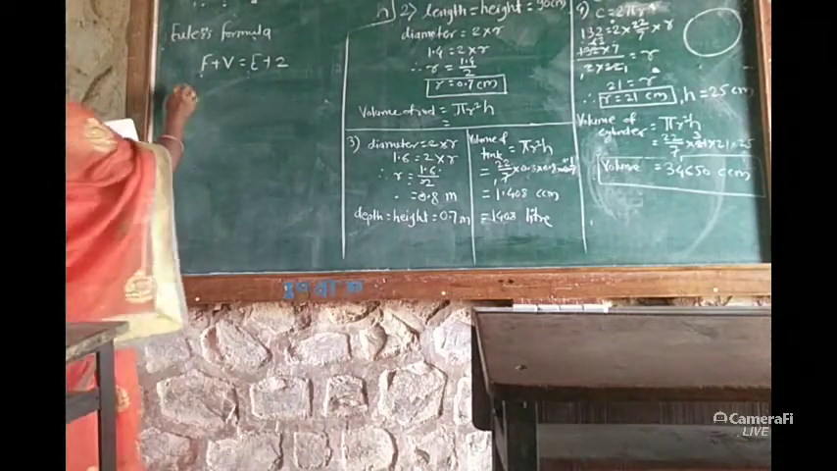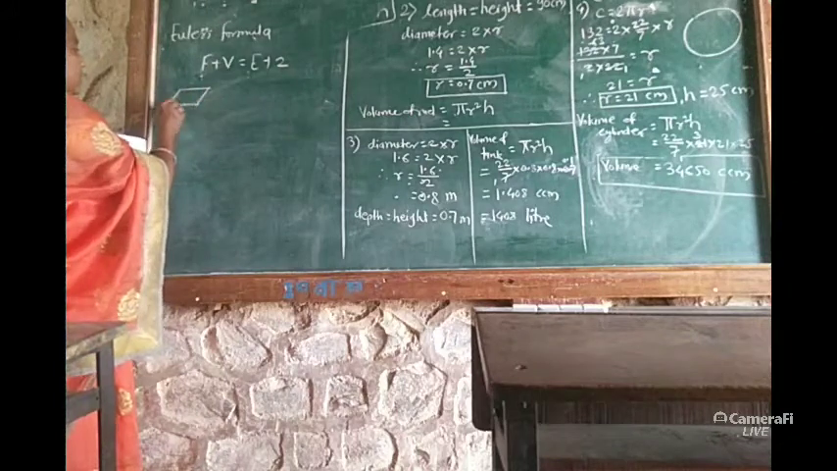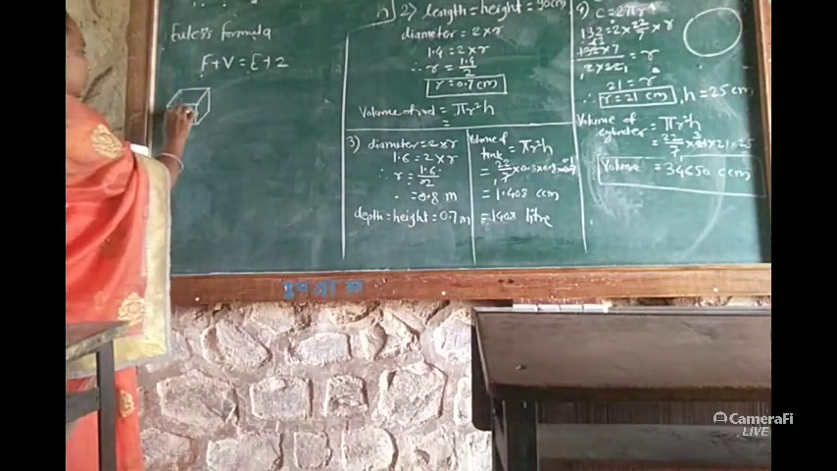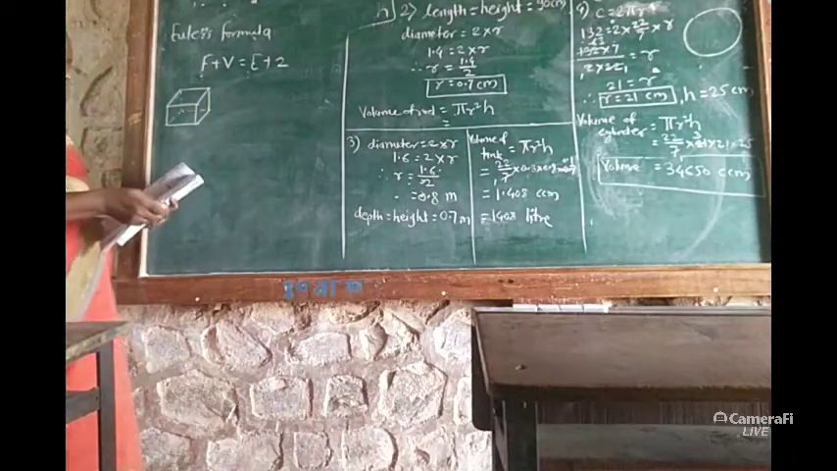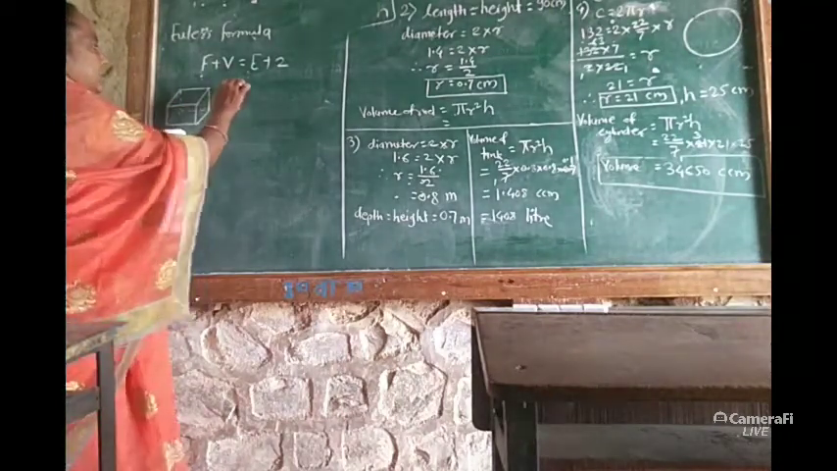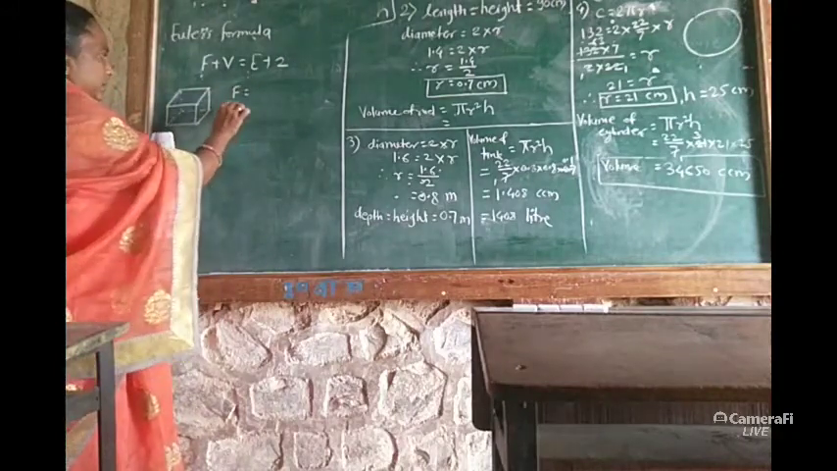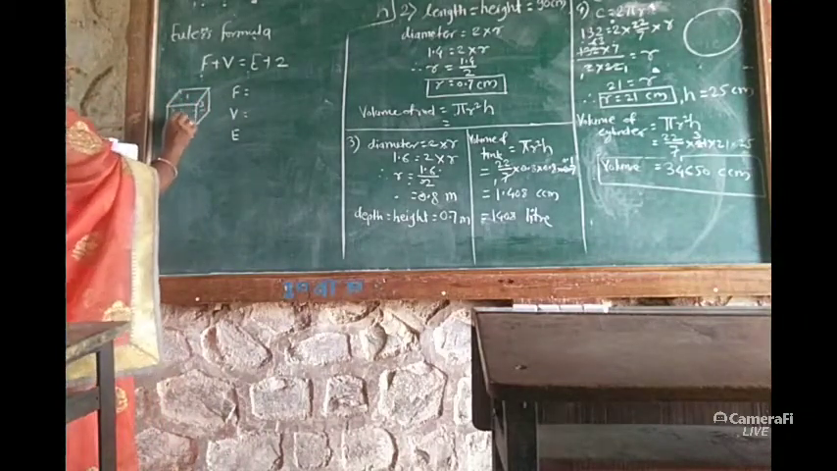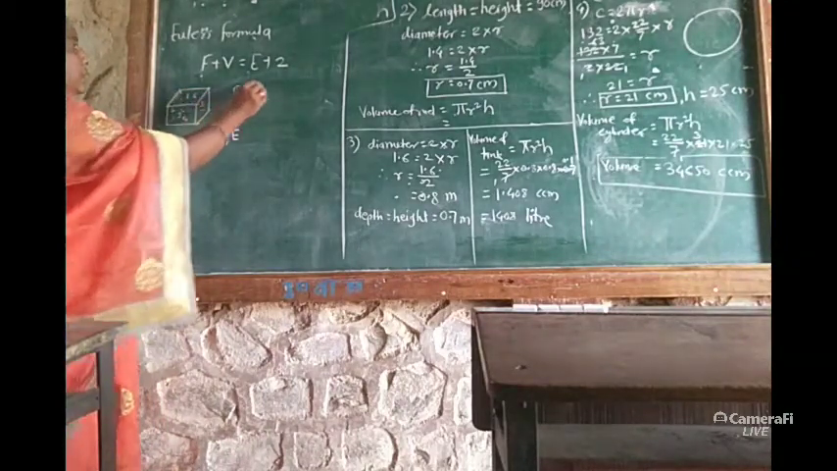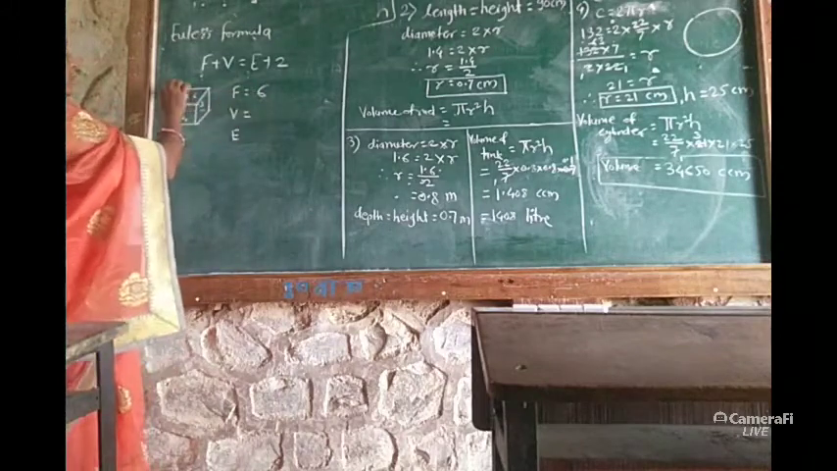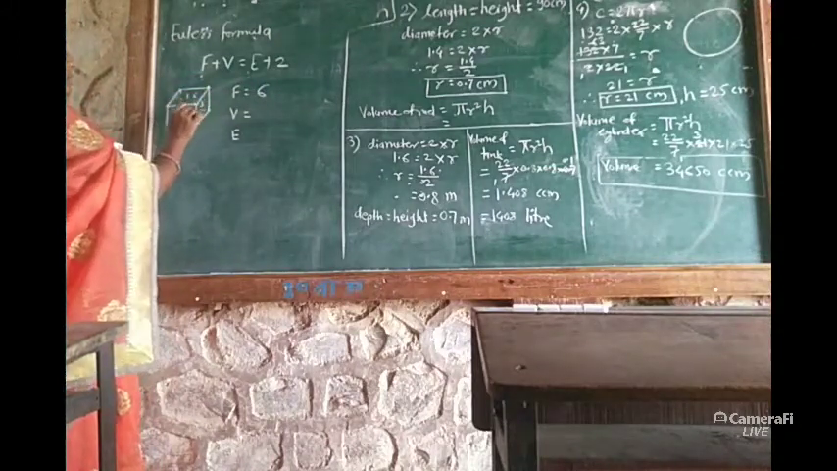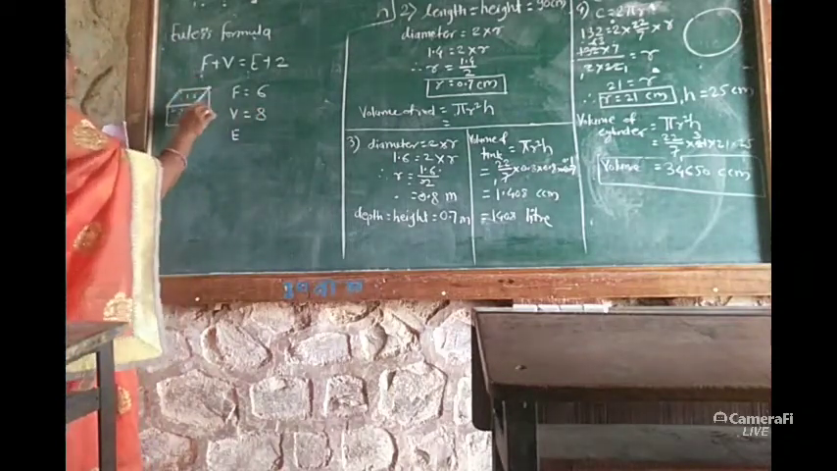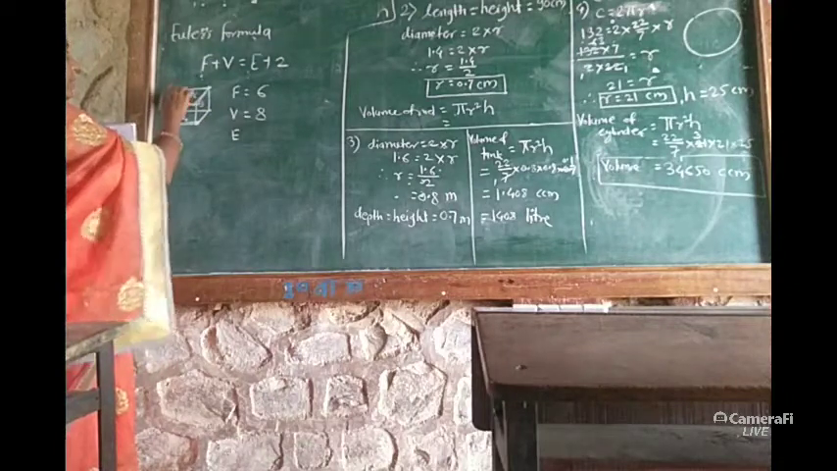Now see the first shape. This is the cube shape. All sides are of equal length. This is the cube. You have to calculate the faces, then vertices and edges. Faces are 1, 2, 3 and 4. Here 5 and 6. Faces are 6. Vertices are 1, 2, 3, 4, 5, 6, 7, 8. And edges are 1, 2, 3, 4, 5, 6, 7, 8, 9, 10, 11, 12.